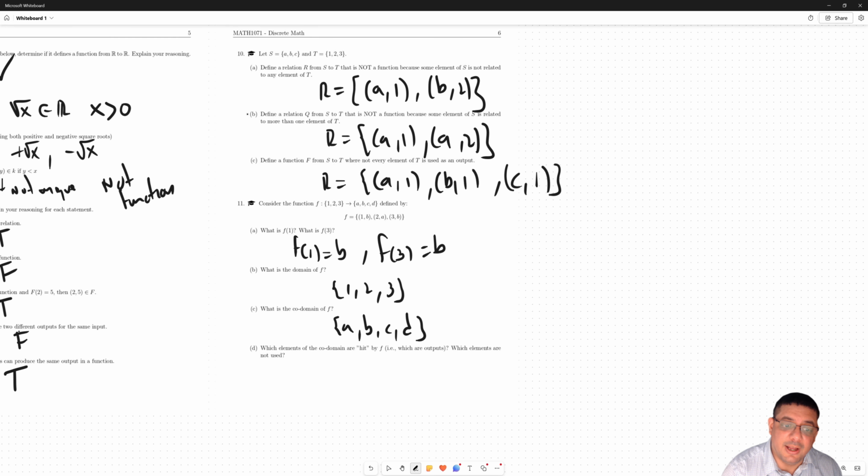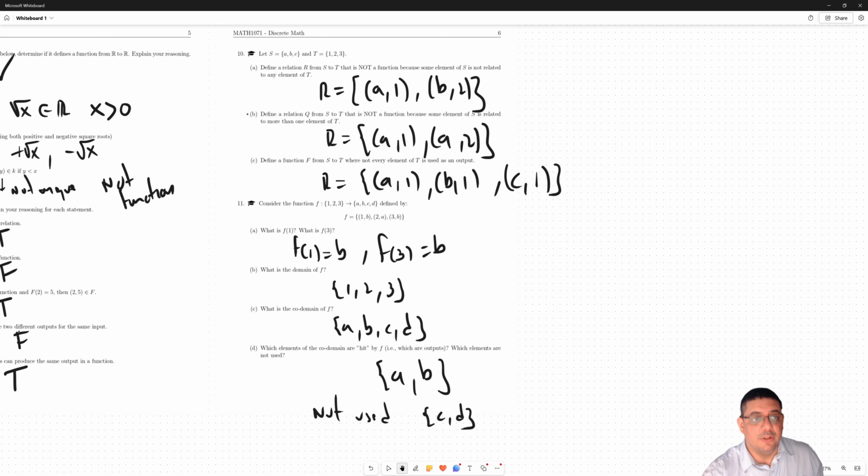Now, last, which of the elements of the codomain are hit by f? So we're talking about which are the outputs really. And so the outputs are just A and B, because we have A and B here, and we do not use C and D. Okay? So with this, we get to the end of the examples for section 1.3.